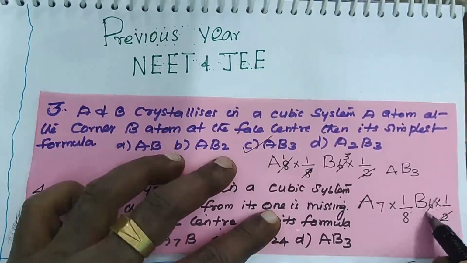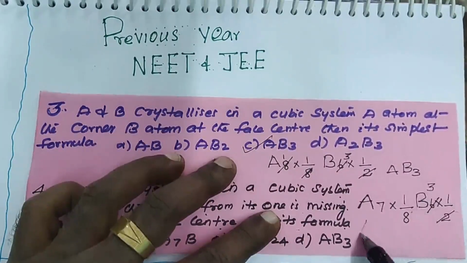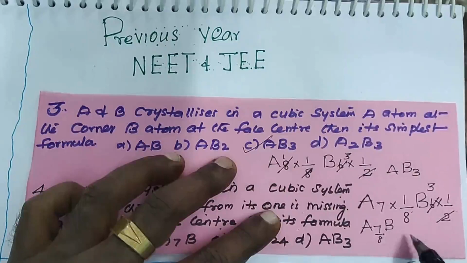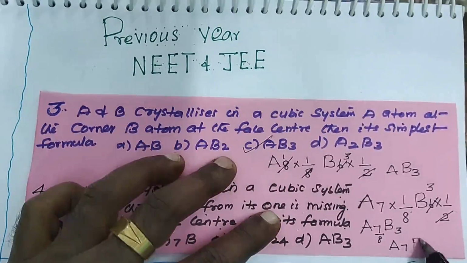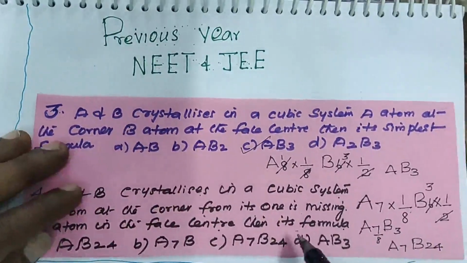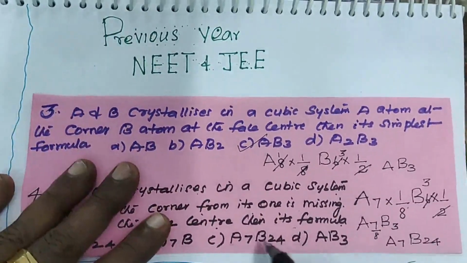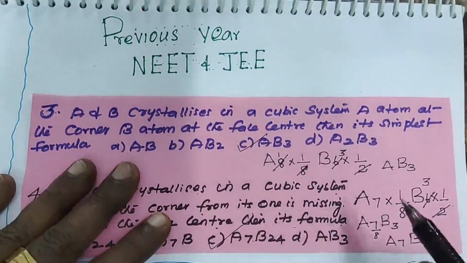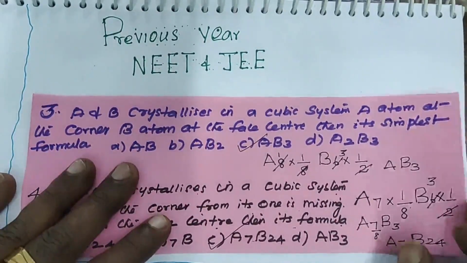So A7 by 8, B 3. To get the whole number, A7 multiplied by 8, B 24. So the option is A7B24. That is C.